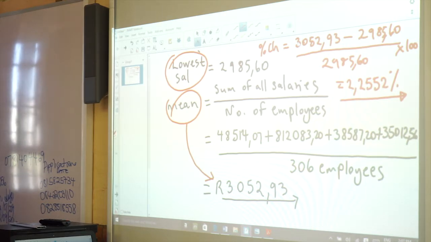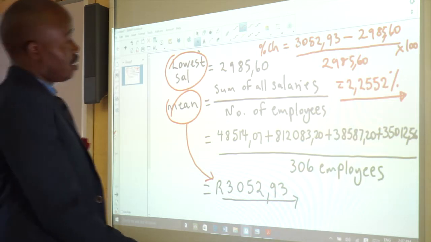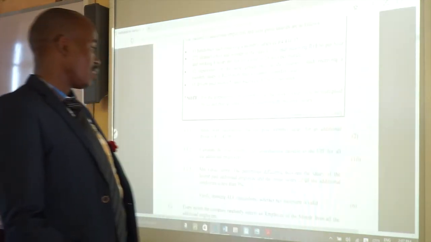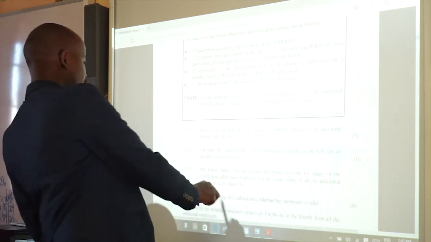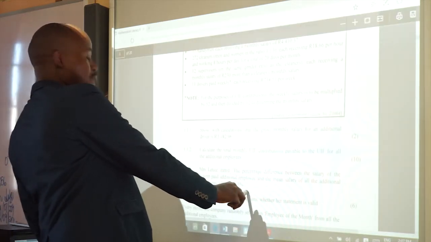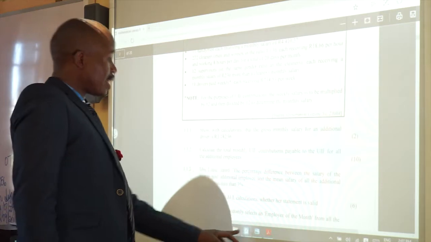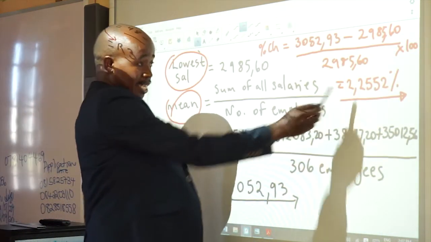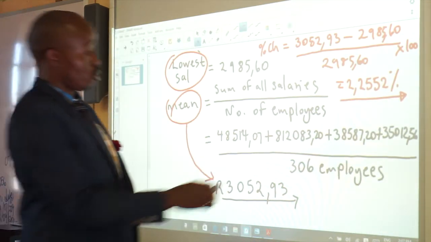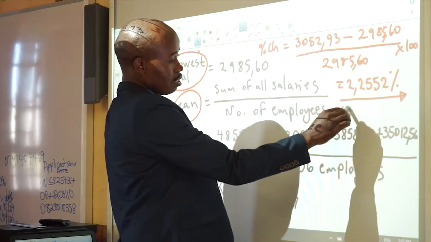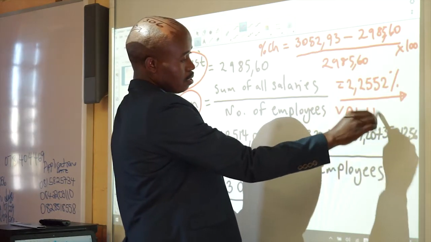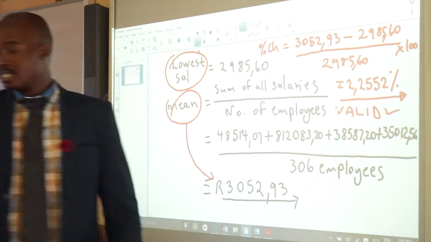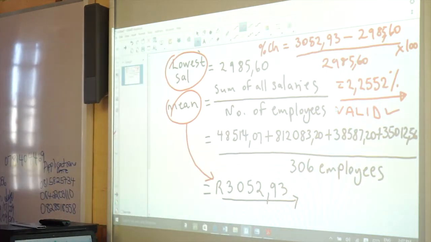Verifying. The last mark is verifying. So what do we say? The statement is valid or the statement is not valid? It's valid, because it's less than 3%. The statement was the difference is less than 3%. And we've calculated and we found that yes, it is less than 3%. So the statement is valid. That's the last mark, mark 6, to conclude the statement is valid.